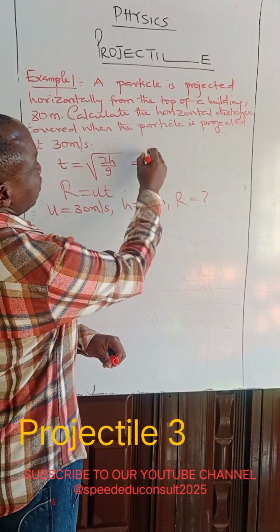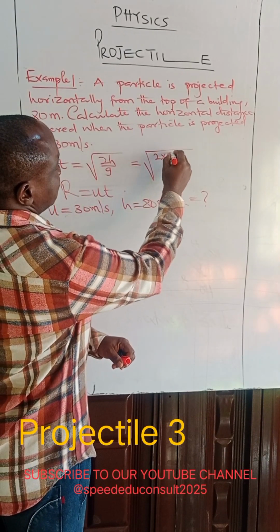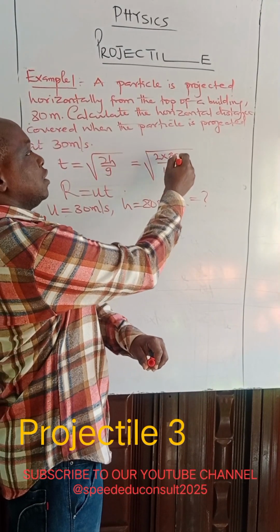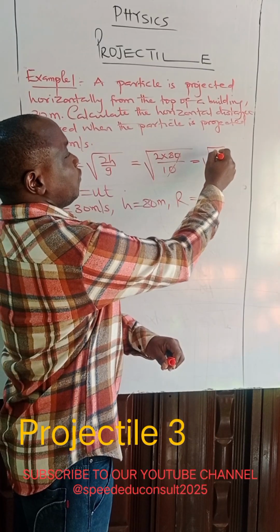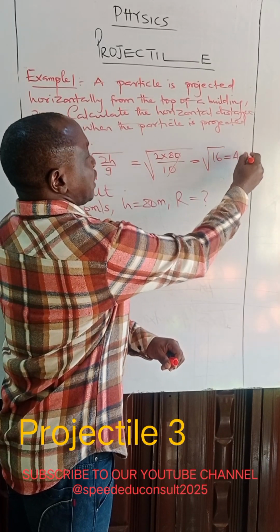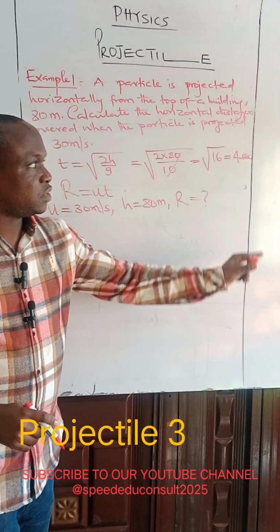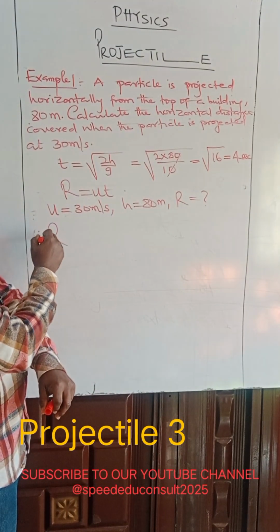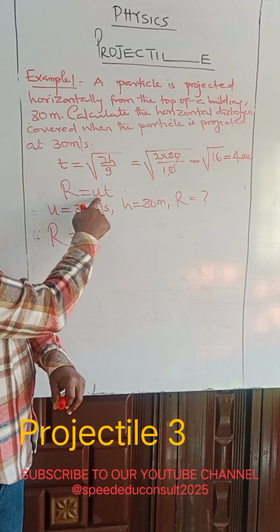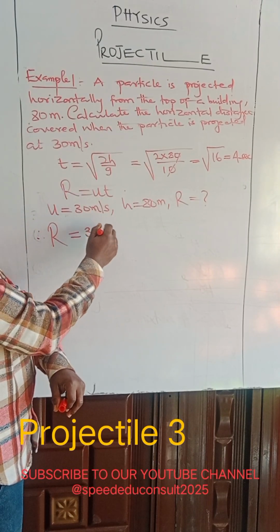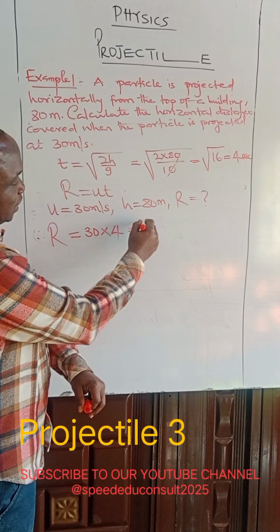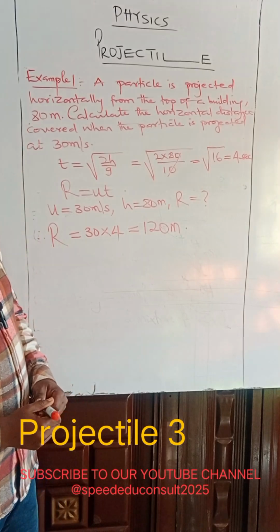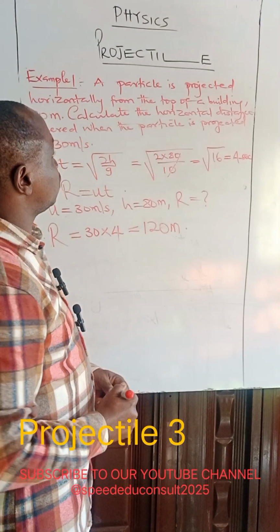So if we use this formula, it will be square root of 2 times 80 divided by 10. Cancelled, you have square root of 16. This will give you 4 seconds. Don't forget to put the units. So we have gotten the time to be 4 seconds. Therefore, our range will be ut. U is given to be 30 times t, that is 4. So the answer is 120 meters. That is example 1 under horizontal motion.